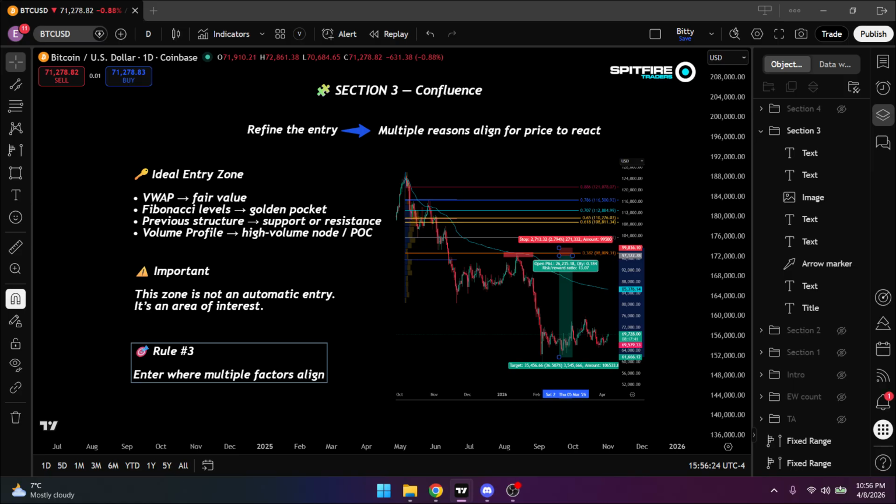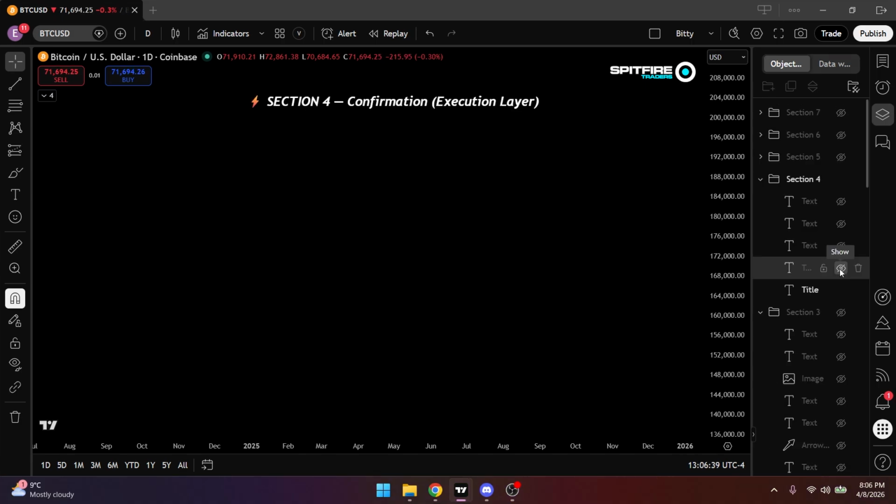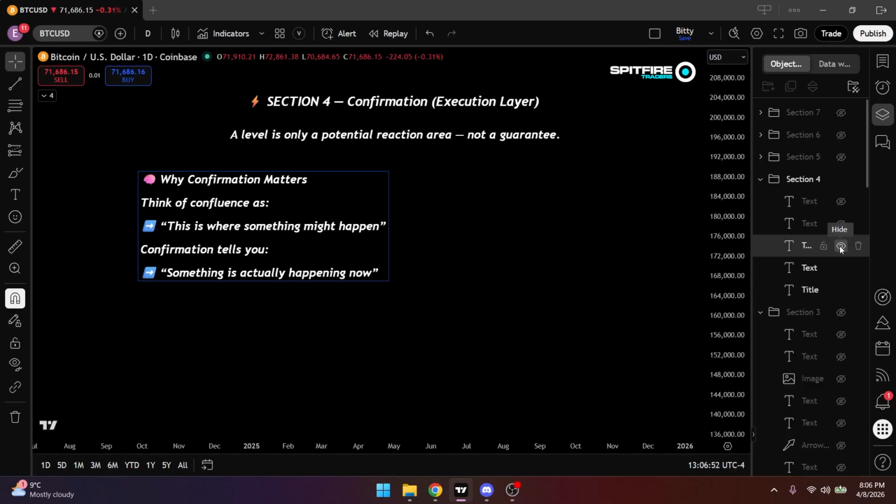But even if you have a perfect looking confluence zone, you don't just enter blindly, because a level is only a potential reaction area. So instead of guessing, we wait for the market to prove us right first. Think of confluence as this is where something might happen, while confirmation tells you something is actually happening now. Without confirmation, you're entering based on expectation. With confirmation, you're entering based on evidence.